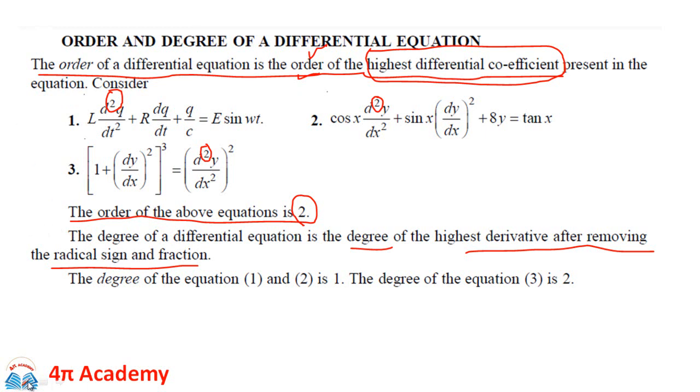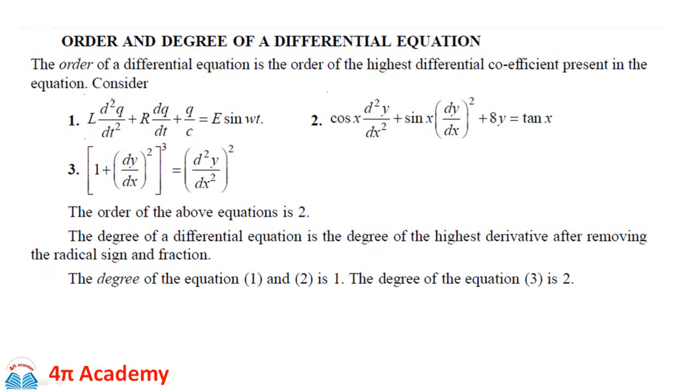Now if you look at the first equation, this d2q by dt square is the highest order derivative, and the maximum algebraic power is 1. Similarly, for this equation, the highest derivative is d2y by dx square, and its maximum algebraic power is 1.